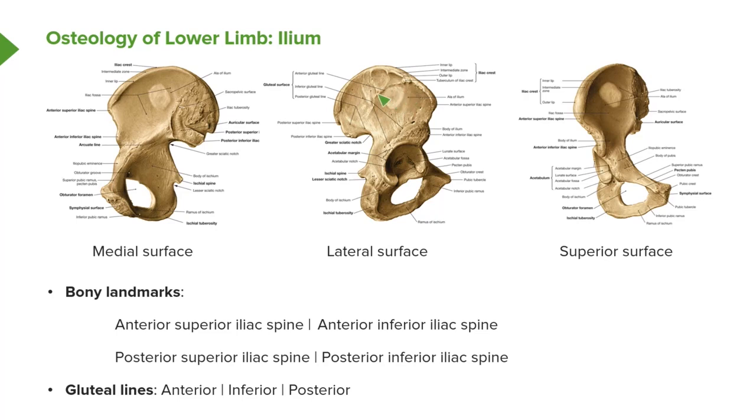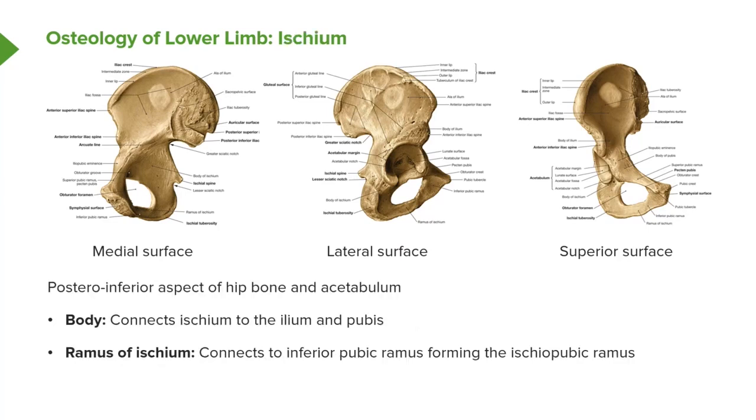So here we can see an anterior gluteal line. See that here. Here we can see an inferior gluteal line running alongside the body of the ilium. And here we can see a posterior gluteal line running alongside the posterior iliac spines. So some important gluteal lines which you should be familiar with as we look at the attachment sites later on of the gluteal muscles. Now let's turn to the ischium.